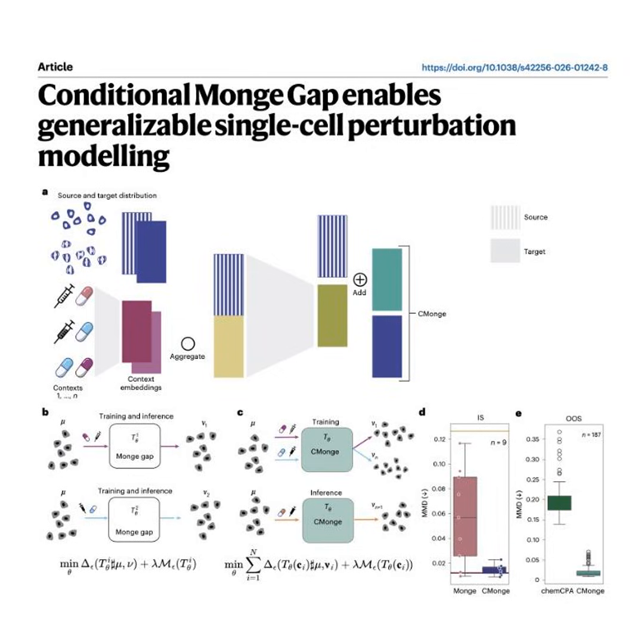Exactly. But how does the AI handle a cocktail of drugs? Does the order matter? No, and that's the beauty of it. CMonge naturally extends to higher order combinations using what they call a permutation invariant architecture. Permutation invariant. Okay, in plain English.